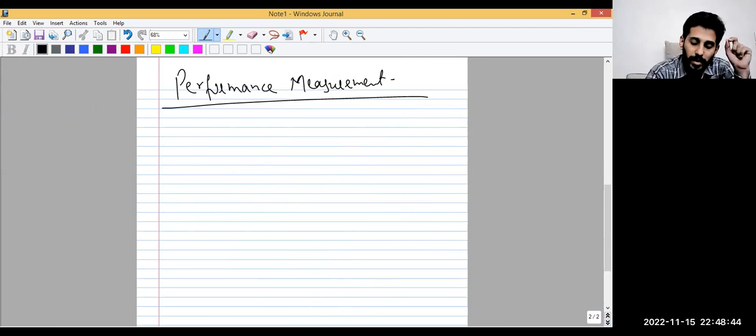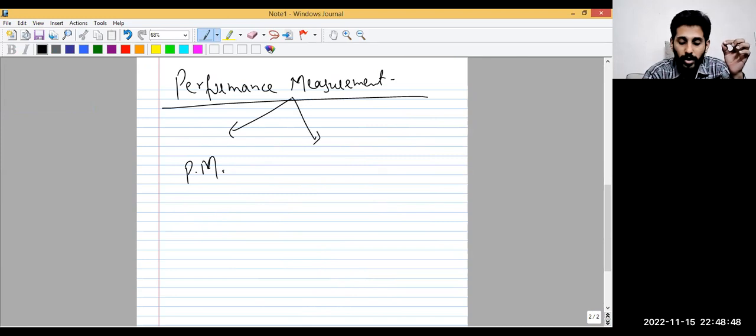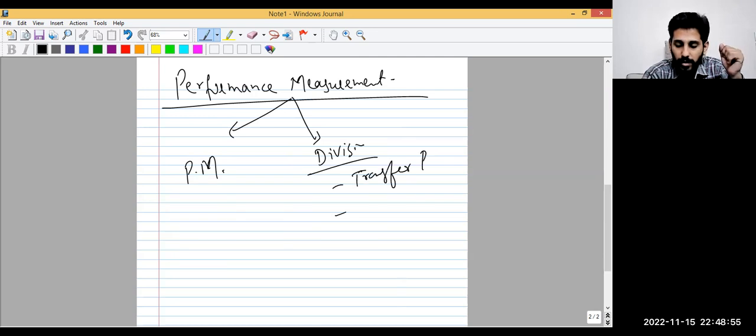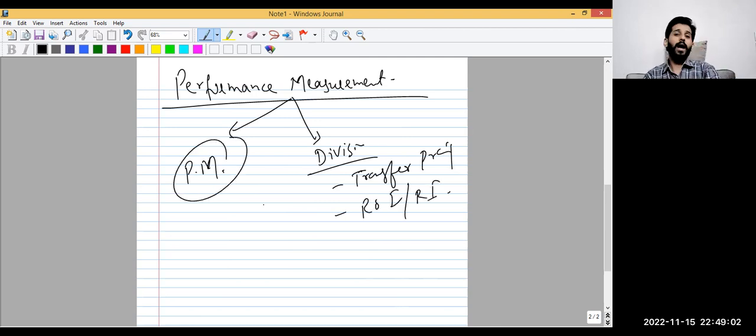Now, first of all, there is performance measurement. There is a question on divisional performance, and in divisional performance there is transfer pricing, and there is ROI and RI. Now, how do you tackle this specific drafting-style kind of question? It is a numerical area which can be handled easily to some extent, because most of the things are based on formulas.